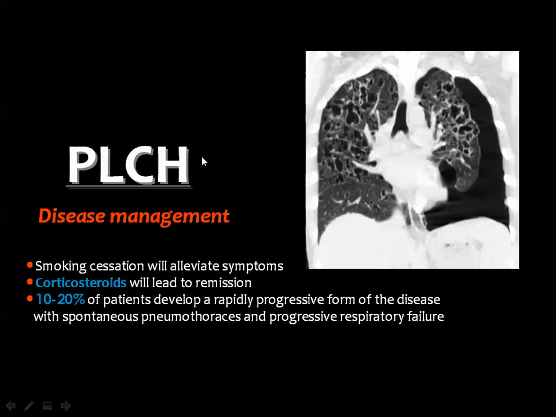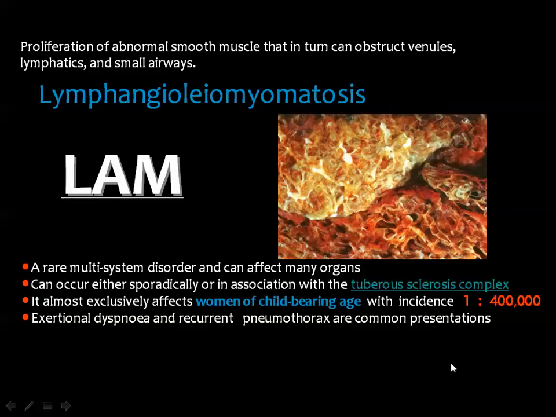In order to manage histiocytosis, first of all, stop smoking. Then corticosteroids will help to cause disease remission. However, in about 10 to 20% of the patients, progressive destruction of the lung with spontaneous pneumothorax and progressive respiratory failure may occur. Then we came to the second one in this category.